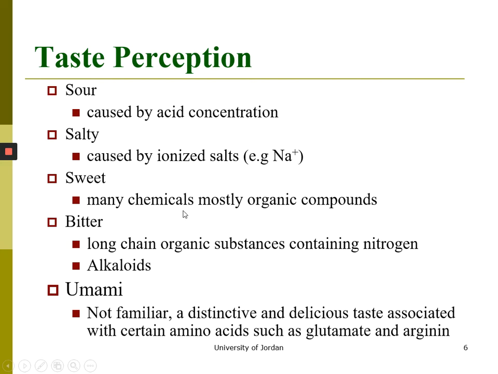Sweet: many chemicals are mostly organic chemicals. It's not necessarily glucose. It can be any organic substance that feels sweet, like NutraSweet. You know NutraSweet, they put it in diet soft drinks. This NutraSweet, in fact, is 2 amino acids: one is phenylalanine and the other is aspartate or aspartic acid. So it is a dipeptide of aspartic acid and phenylalanine.